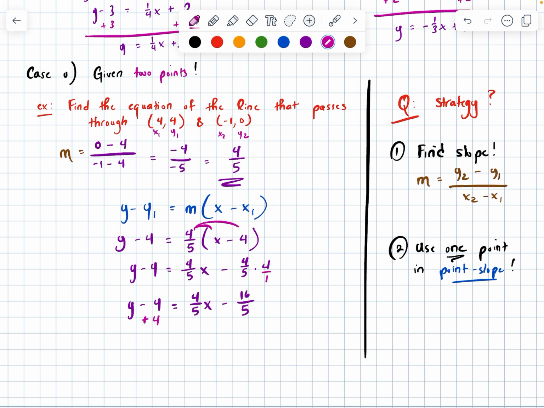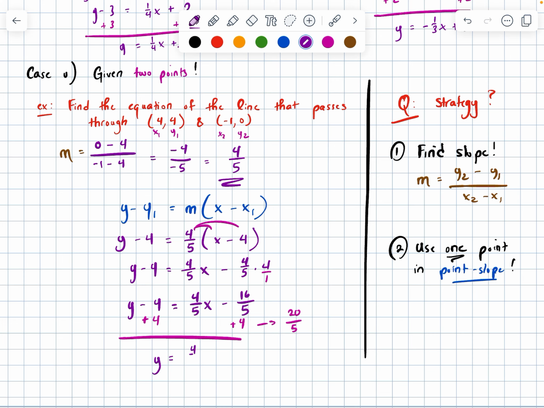I want y by itself to get into slope-intercept form. All I've got to do is add 4 to both sides. So I have -16/5 plus 4. Well, if I'm adding something with a fraction, I need a common denominator. So let's take 4 and rewrite it as a fraction of 5. 5 seconds go. 4 is how many fifths? 4, 3, 2, 1. Well, if I'm rewriting 4 as a fraction of 5, 4 is equal to 20 divided by 5. So I'm going to add -16/5 plus 20/5 to add those fractions together.